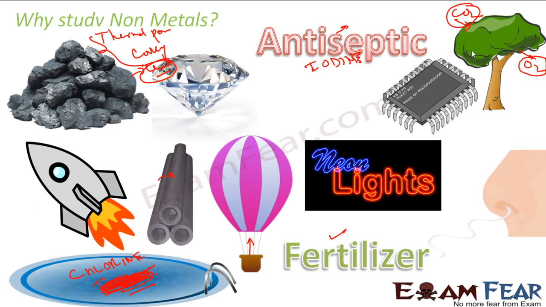The first thing is our home system, the existence of plants and trees, our existence. And then you use anything, the generator, the car, the bike, where the combustion happens, right? We use petrol to generate power. That is also a non-metal. The coal for electricity, cooking, diamonds for ornaments, the helium gas, chlorine, iodine, fertilizers. Non-metals have a lot of applications.